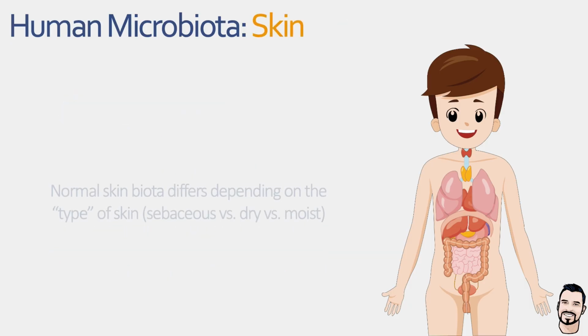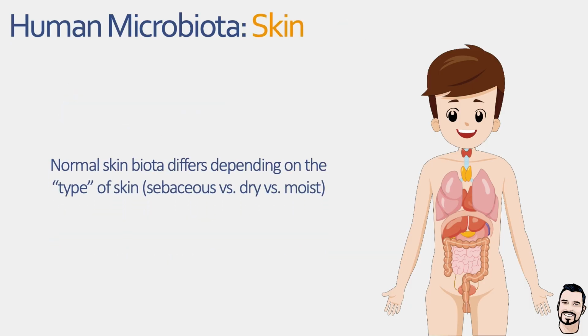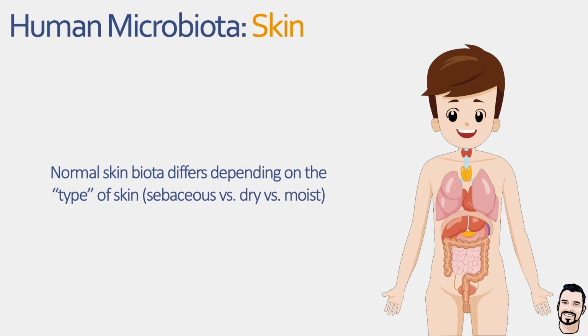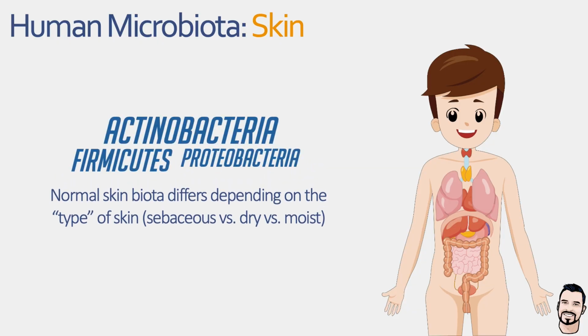And finally, we arrive at our largest organ, the skin, which is home to a wide range of microorganisms, which varies depending on the type of skin, whether it's sebaceous, dry, or moist. Each of these environments provides different conditions that select for particular microbial communities. Overall, the Actinobacteria dominate, followed by the Firmicutes and then the Proteobacteria.